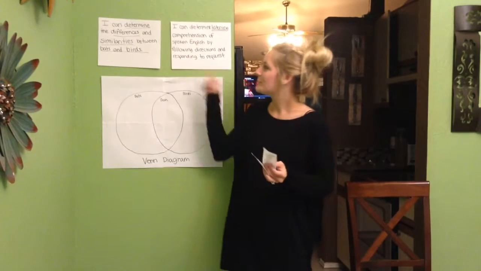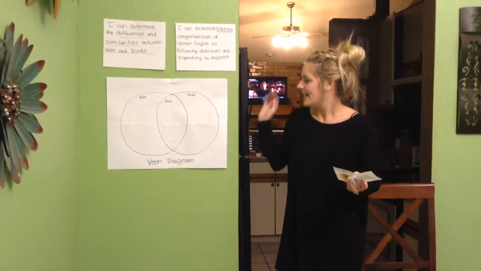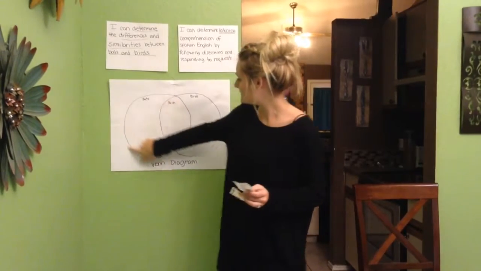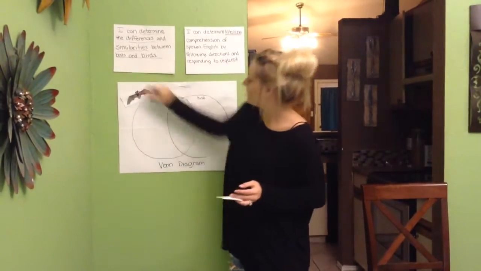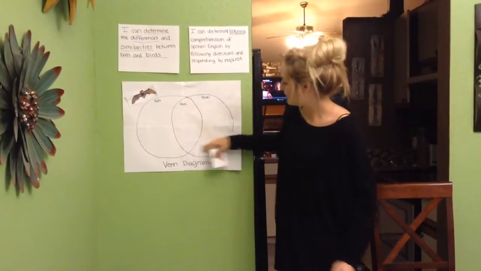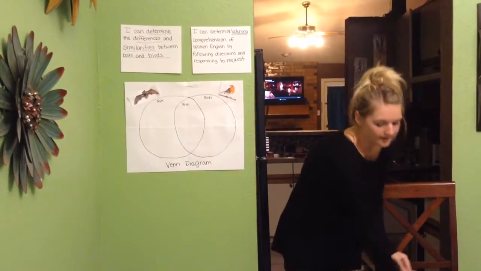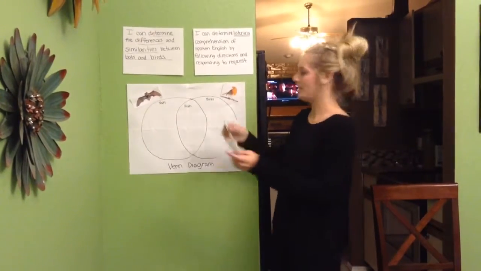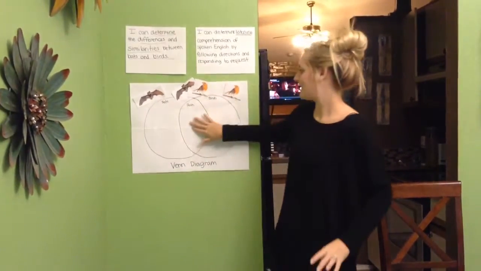So to determine the differences between bats and birds, we're going to be using an advanced organizer. And our advanced organizer is called a Venn diagram. So in this whole circle right here, it says bats. And I printed off a picture of a bat, and we're going to put it here to help you know that this whole circle is going to be all about bats. And then in this whole circle over here, it's going to be all about birds. So here's a picture of a bird. And then for this middle section where they overlap each other, it's going to be about both. So we have both bats and birds. So this is where we're going to put things that have both.